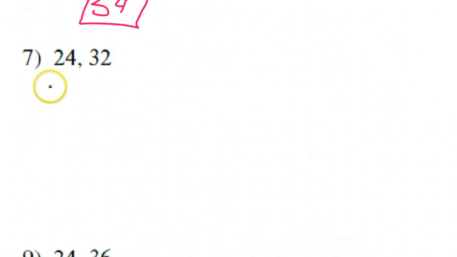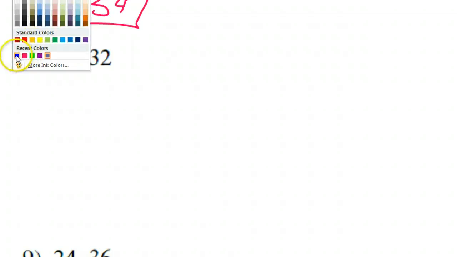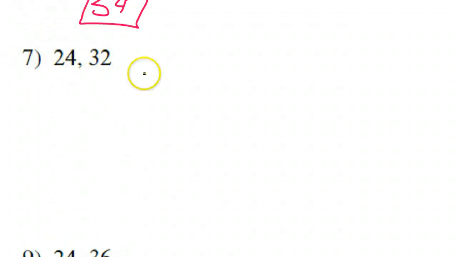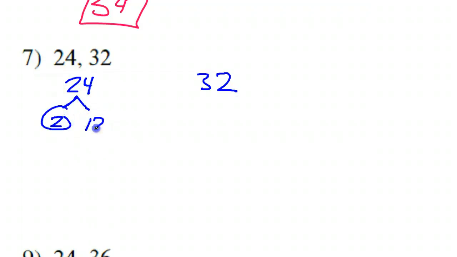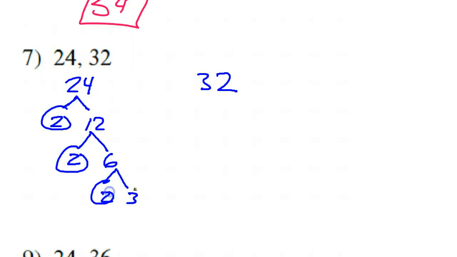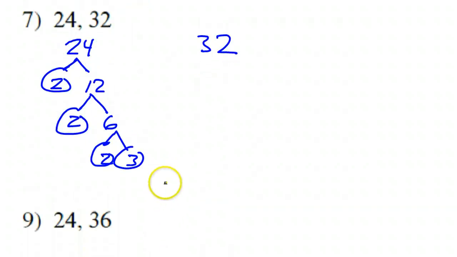Look at number 7. Let's stick to our strategy of using the prime factorization. So I've got my 24 and I've got my 32. 24 is 2 times 12, and this is 2 times 6, and this is 2 times 3. So I've got three 2s, so that's 2 to the third power times 3. That's my prime factorization. And then how about the 32?